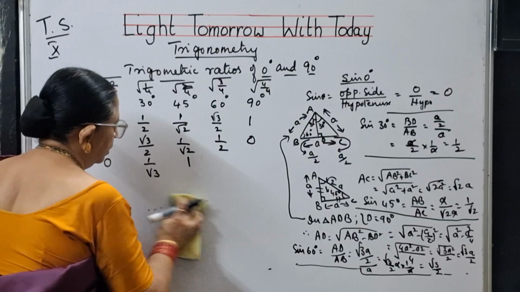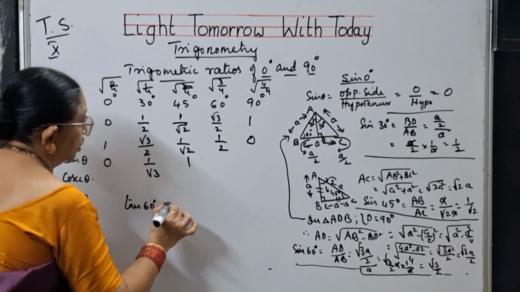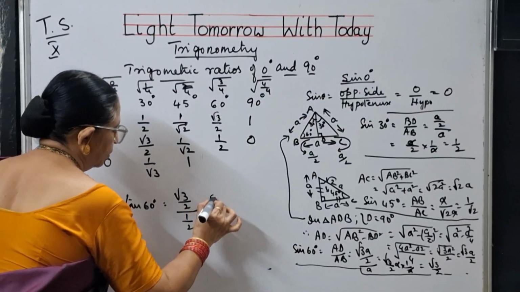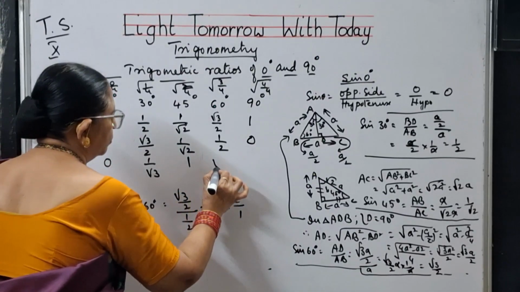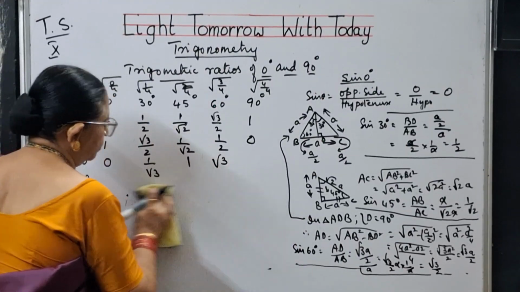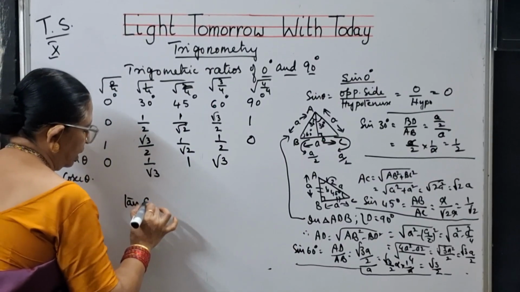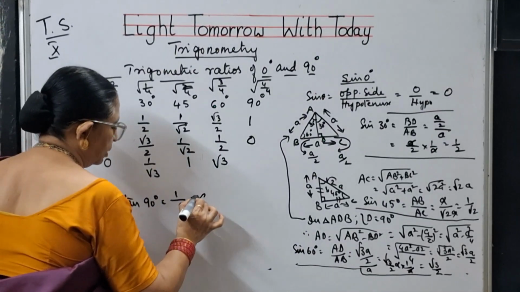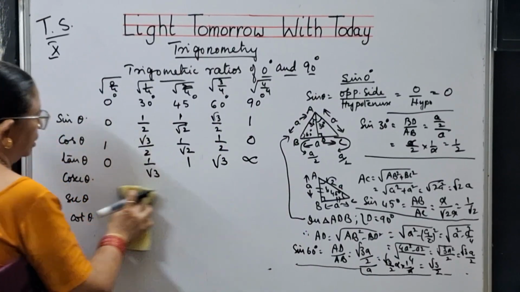Now we go for tan 60. Tan 60 is equal to sine 60 root 3 by 2 by 1 by 2. That is root 3 by 2 into 2 by 1. These two will get cancelled. Root 3 is tan 60. Now, when you see tan 90 is 1 by 0. It is nothing but infinity. So you will be writing its value as infinity. So this is the tan value, children.